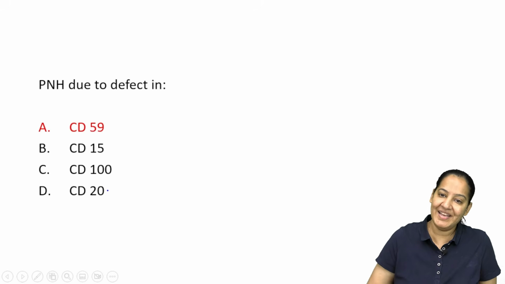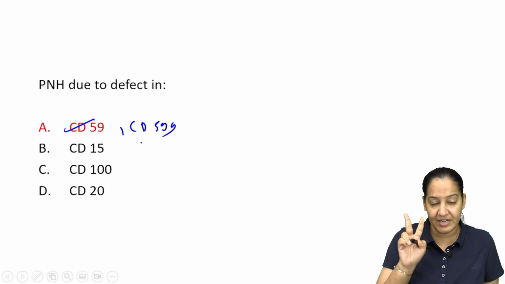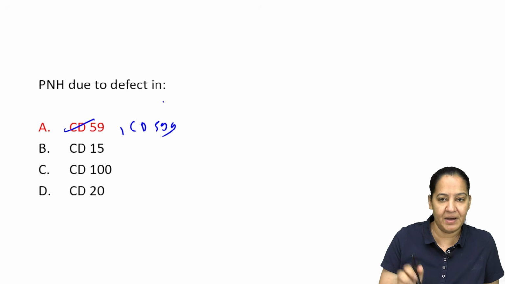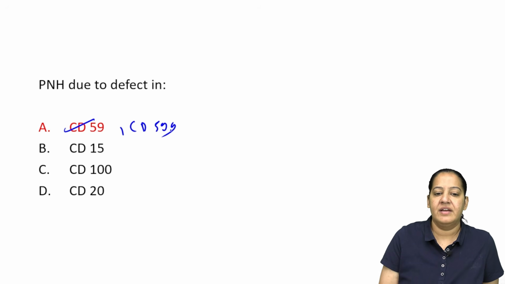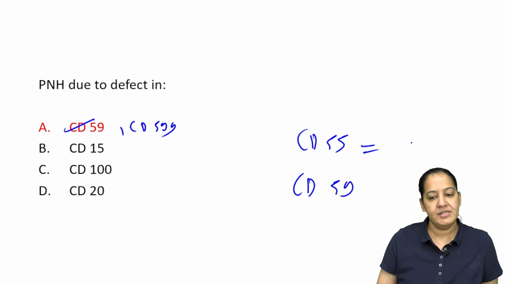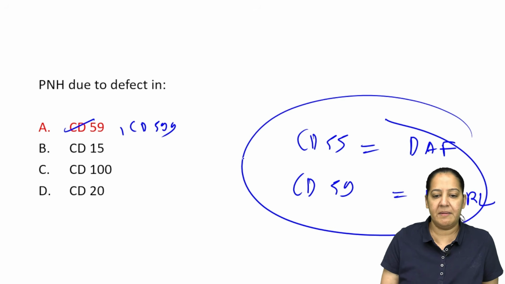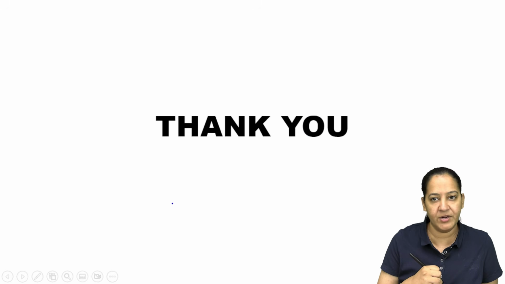I hope the question is very easy and you all are correct. CD55 and CD59, the two things are defective in PNH. Both of them are absent. Out of them, CD59 is given in the option. CD55 is DAF, decay accelerating factor, and CD59 is MIRL, membrane inhibitor of reactive lysis. Both of them are defective, but one is given in the option, so we will go with CD59.